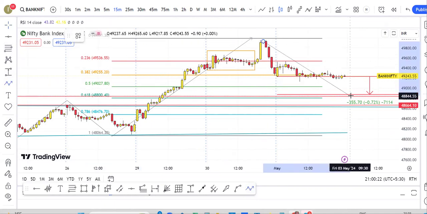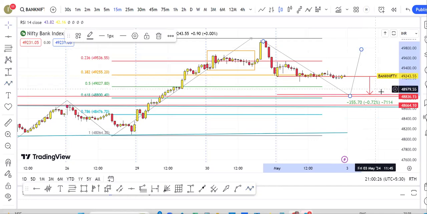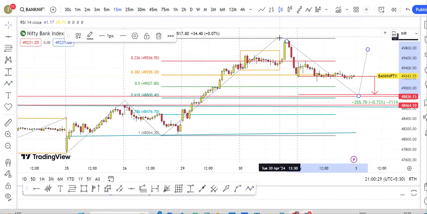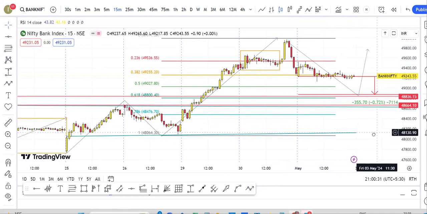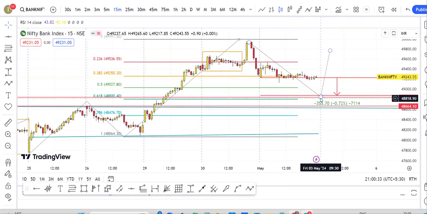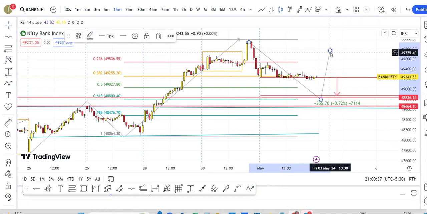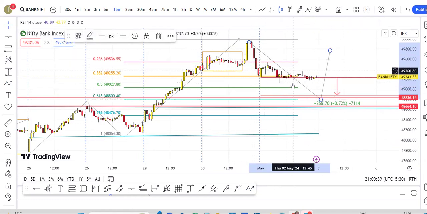After gapping down, it can easily go past this level. It can easily go past this level. Wait for the proper level, the discounted level. Do not trade in this choppy area, so that your entry will not be proper. You may not get 50 points, or even 20 points. You may end up in a loss because it will be very choppy.